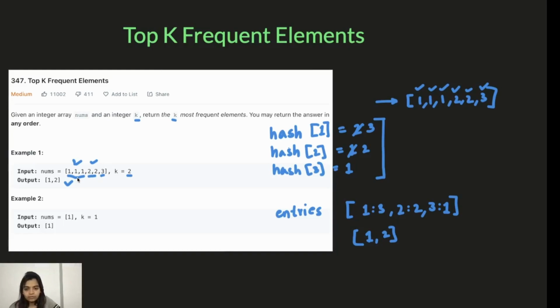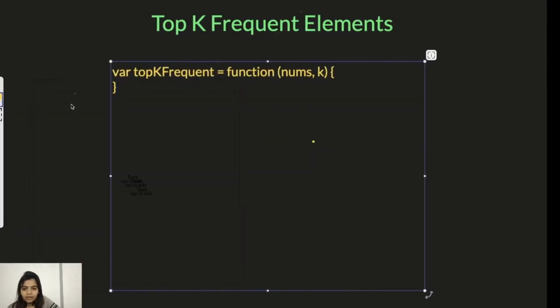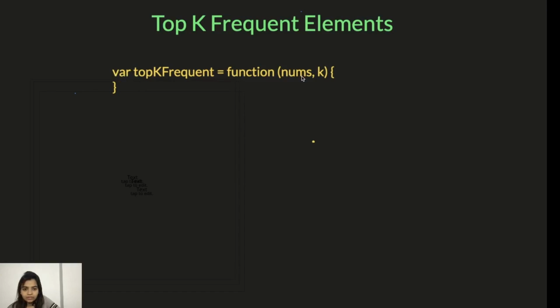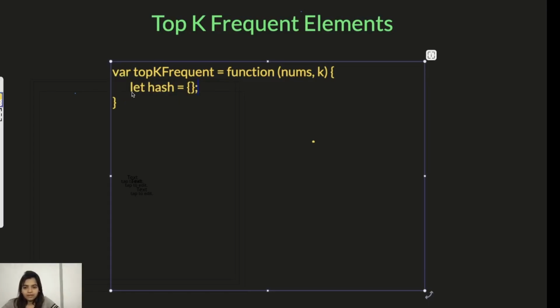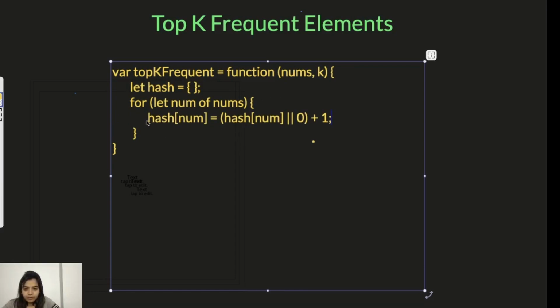Now let's see how to do this in code. So initially we have our function outline. Now let's declare a hash map. Let hash equals empty. This hash map will be used to store the frequency of each element. Now we have a for loop which runs through every single element in the array: for let num of nums. Inside this for loop we start to populate our hash map. Hash of num is equal to hash of num or 0 plus 1.